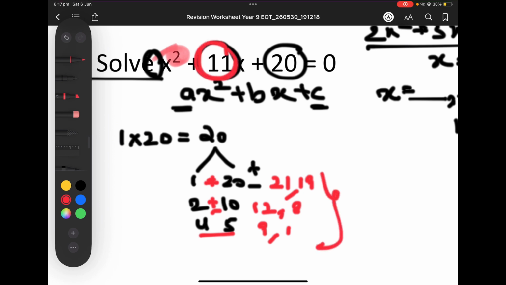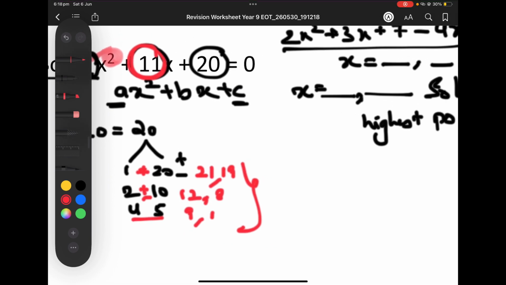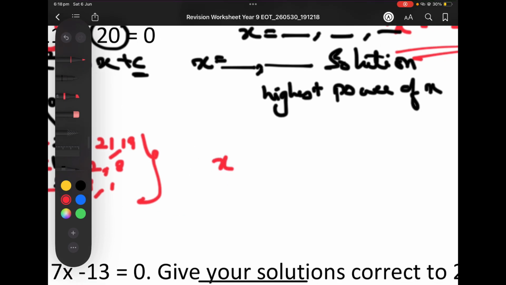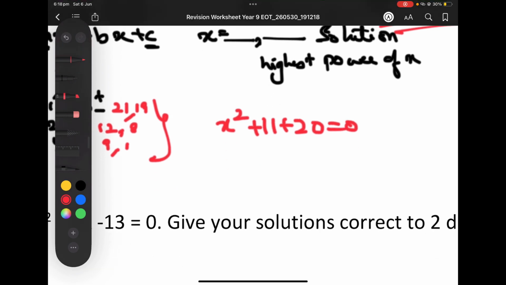Okay, then how do I proceed with this equation? How do I solve this equation given here? Okay, to solve this particular equation, it is given as x square plus 11x plus 20. There is a formula. What is the formula?